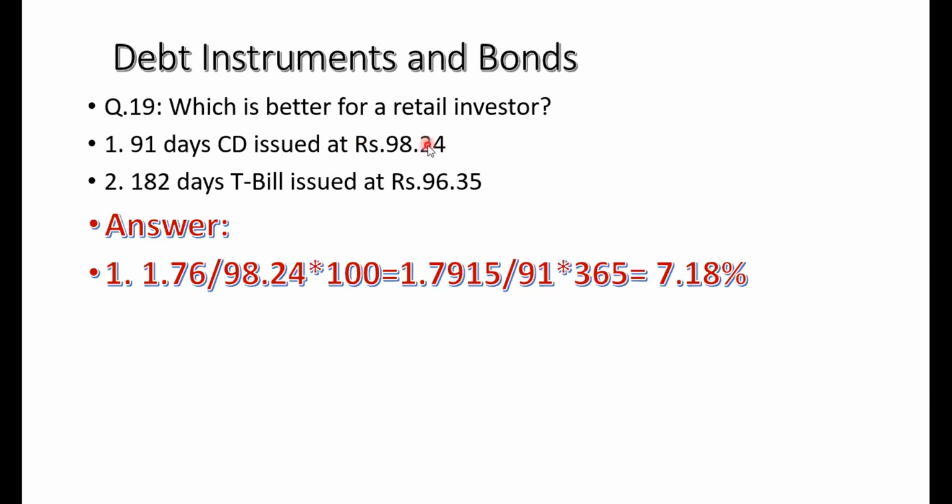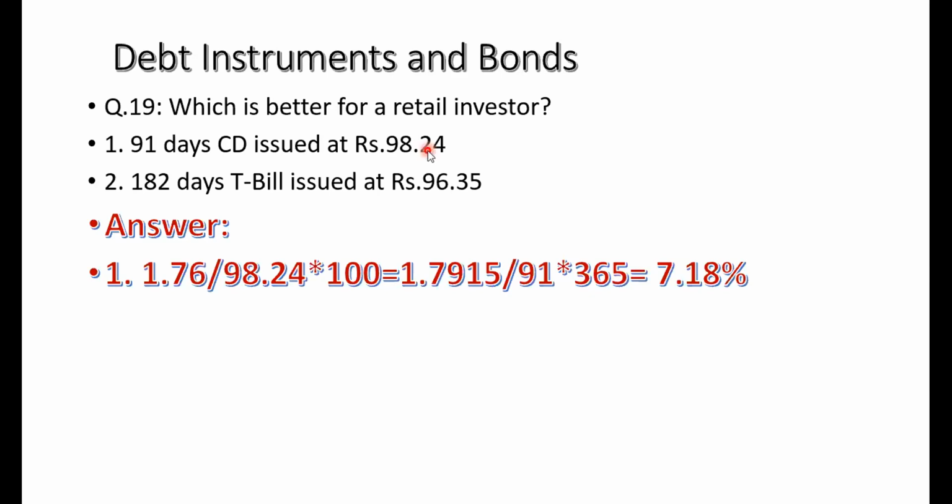Boss, this is the difference: he is investing today 98.24. Face value they have not told. That means after 91 days, he is going to get 100 rupees. Agreed? So the income, he is investing 98.24, boss. Why is he getting something more? Because of the interest. So always the rate of return will be income divided by the investment multiplied by 100.